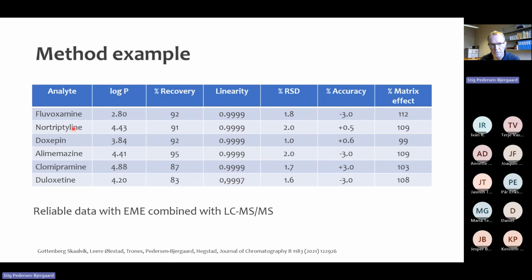And as you can see here, fluvoxamine and some related basic pharmaceuticals, log P values from 2.8 to close to 5, are all in this system extracted with very high recovery, close to 100%. And as you can see here, the linearity, repeatability, accuracy, and matrix effects are within the recommendations given by medicinal guidelines for analysis of pharmaceuticals in plasma. So we can rely on the data when we combine EME with LC-MS.